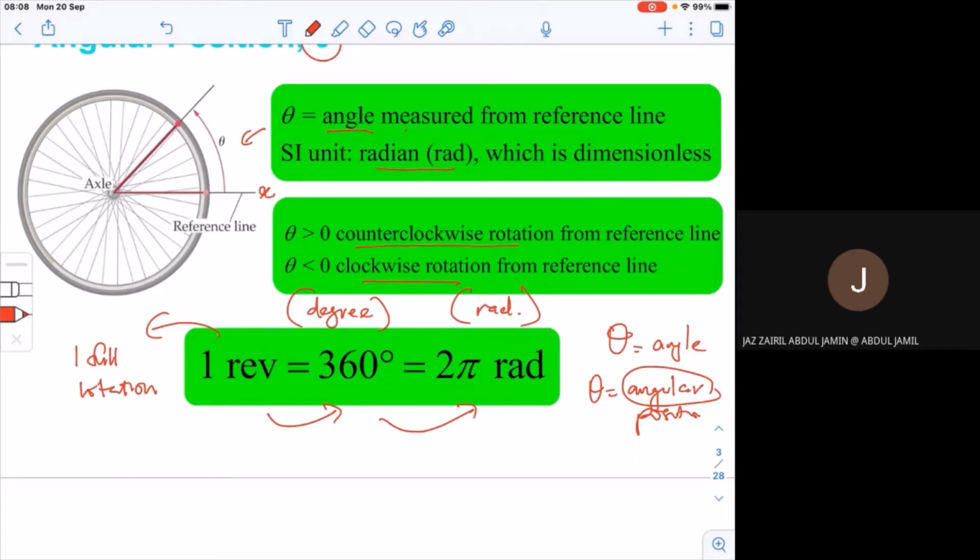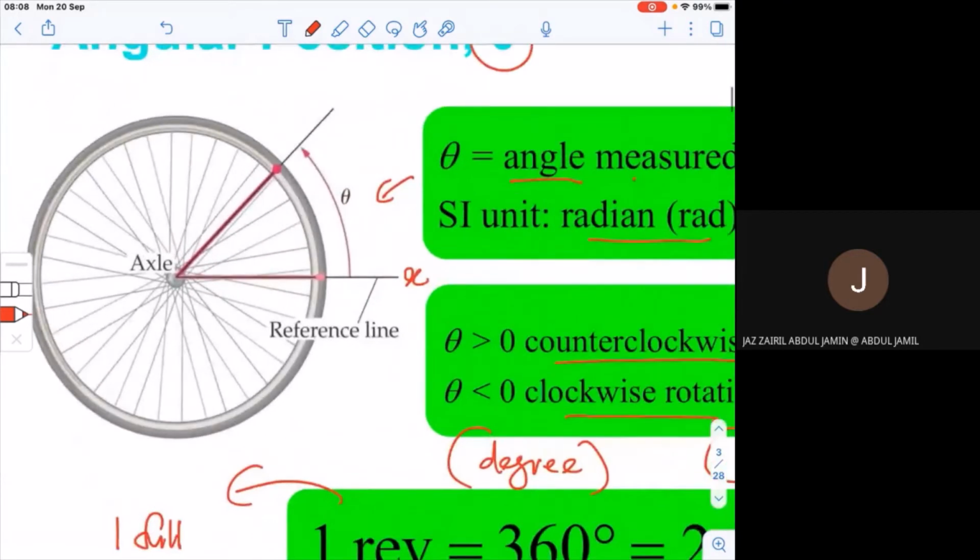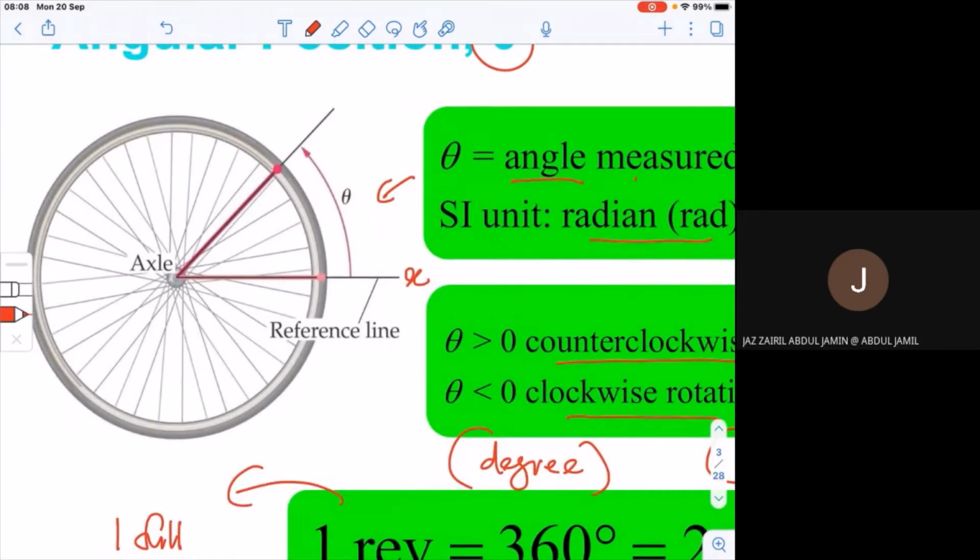Look at this figure. This is where the reference line is, and you can see that the angle is calculated from the reference line until this point. So this one is theta initial and this one is theta final. So delta theta is equivalent to theta final minus theta initial.